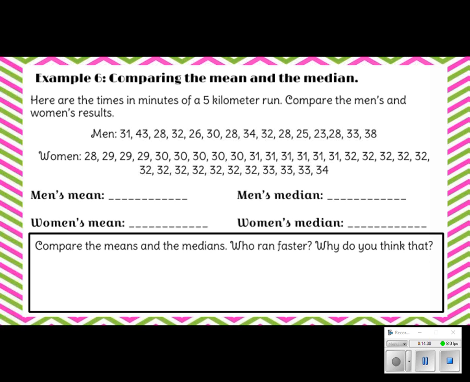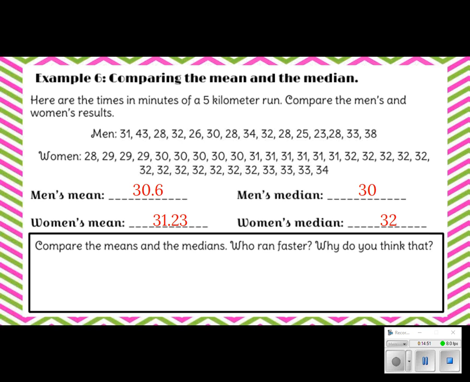All right, you're back. I'm not going to put the calculator up because I've already got the answers. If you need help with the calculator or you get different answers, let me know. Okay, so the men's mean is 30.6 and the men's median is 30. The women's mean is 31.23 and the women's median is 32.